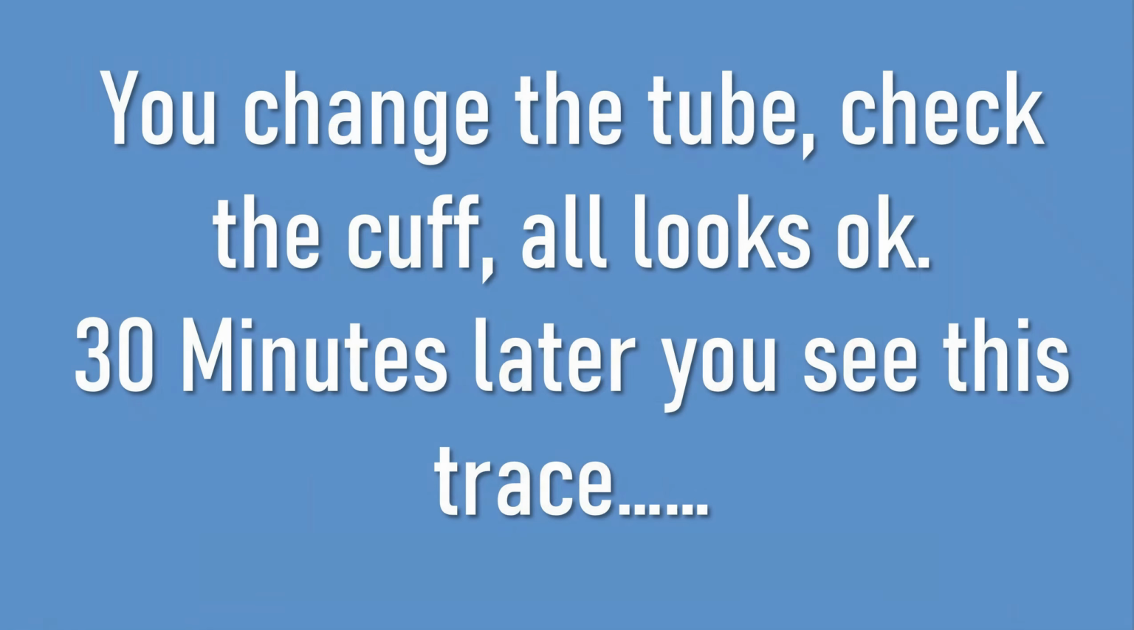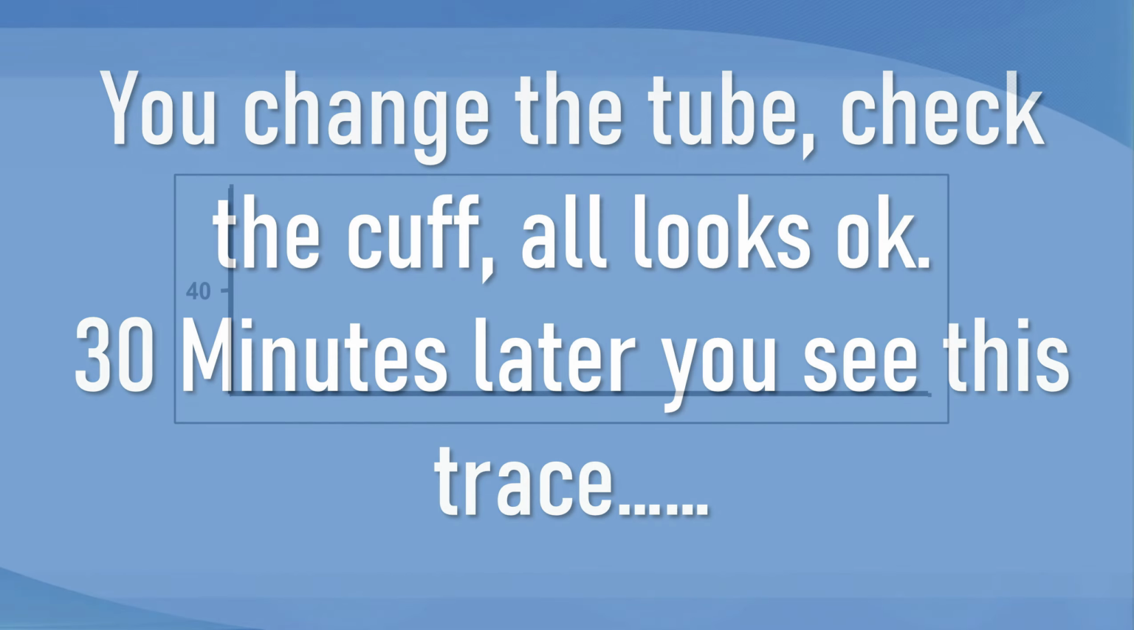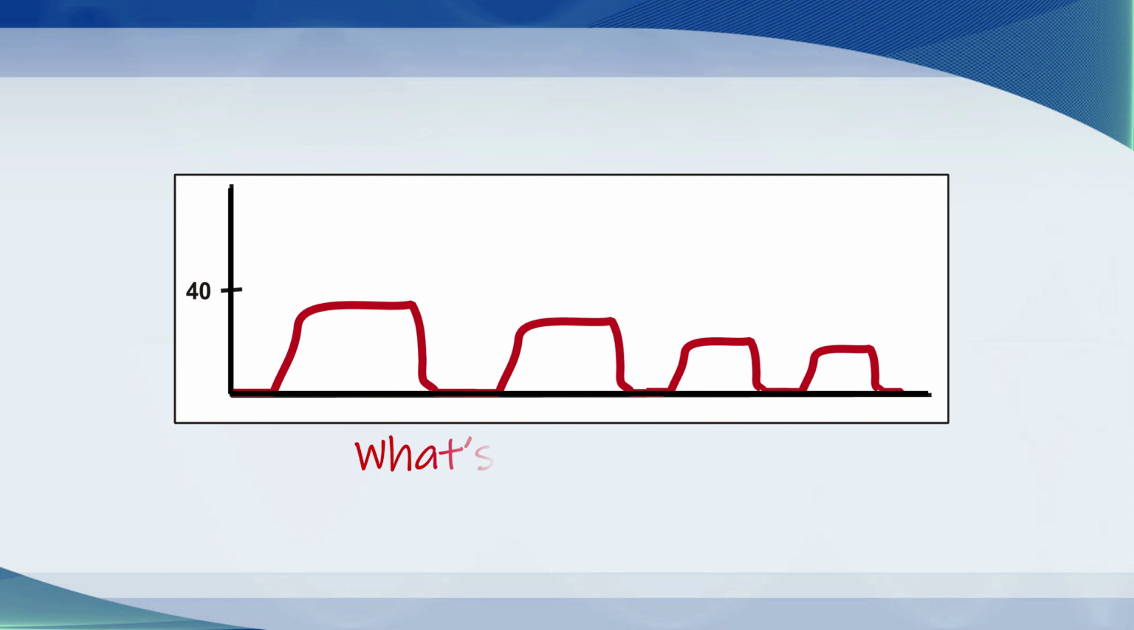Following this, you change the tube and you check the cuff and all looks okay. And 30 minutes later, you see this trace. What's going on here? Well, you can see here in this trace you have a normal end-tidal CO2 trace, and each subsequent trace is the same shape, but the volume is lower, right? So the end-tidal CO2 is dropping breath on breath on breath.